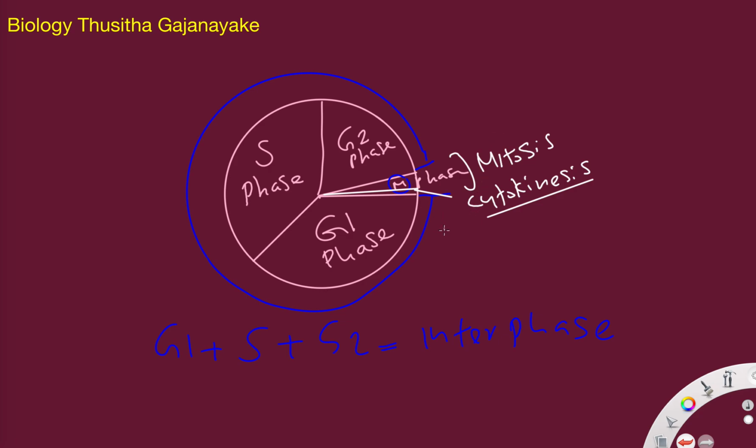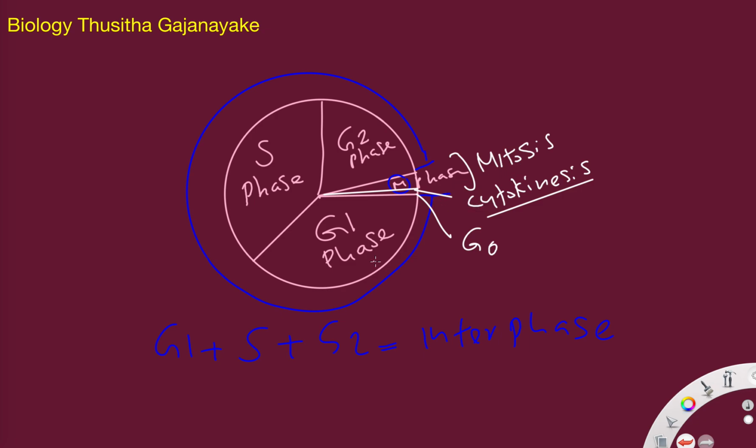In certain cases, some cells stop going for the next cell cycle. So we say the cell enters into G0 phase. G0 phase is considered as the cell not dividing.